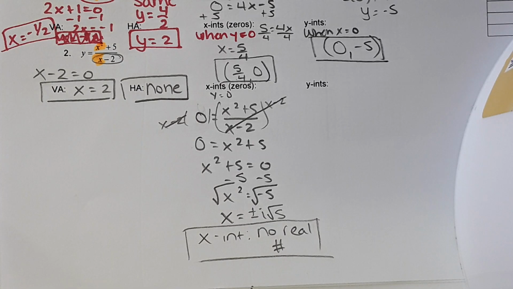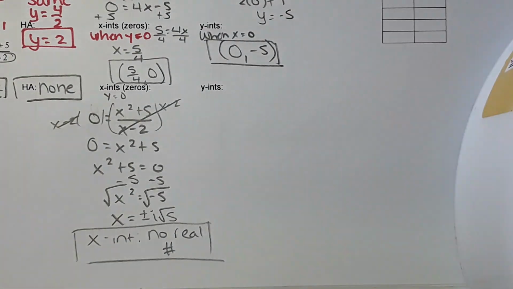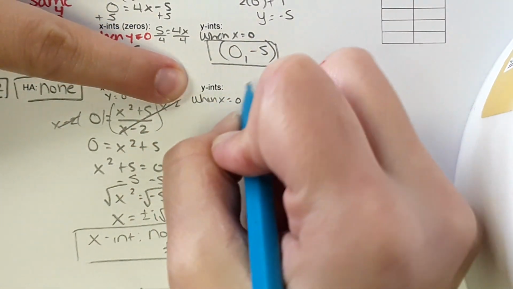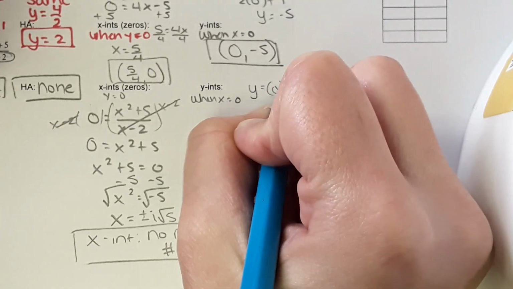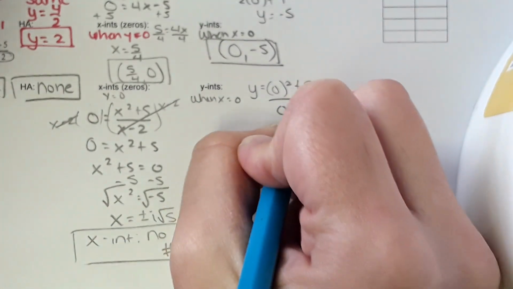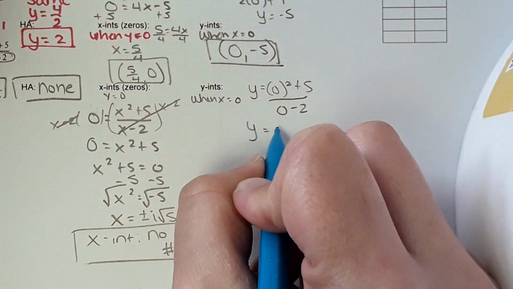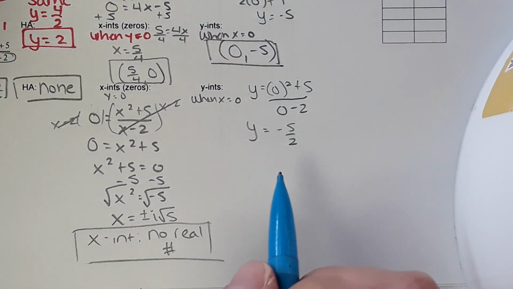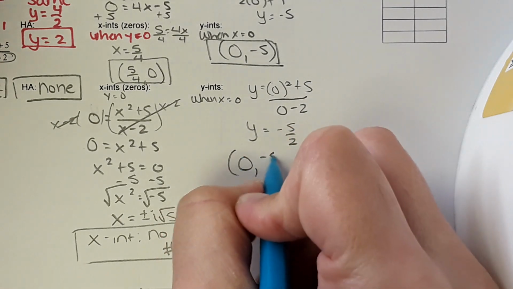Okay, the y-intercept gets normal again. The y-intercept is when x equals 0, so we're plugging in 0 for the x's. y equals 0 squared plus 5 over 0 minus 2. y equals negative 5 halves. So the point is 0, negative 5 halves.